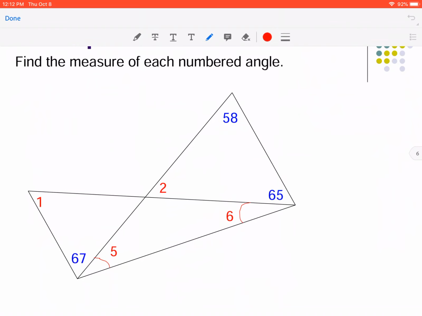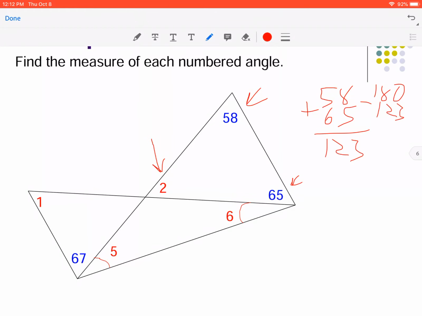All right. Another example here. You got three triangles here. So why don't we go with that one first? Because I already see two angles, 58 and 65. I think I can solve that one. So I've got 58, 65. I'm going to add those two together. So 58 plus 65 is 123. Then I'm going to do 180 minus 123. And I should get 57.